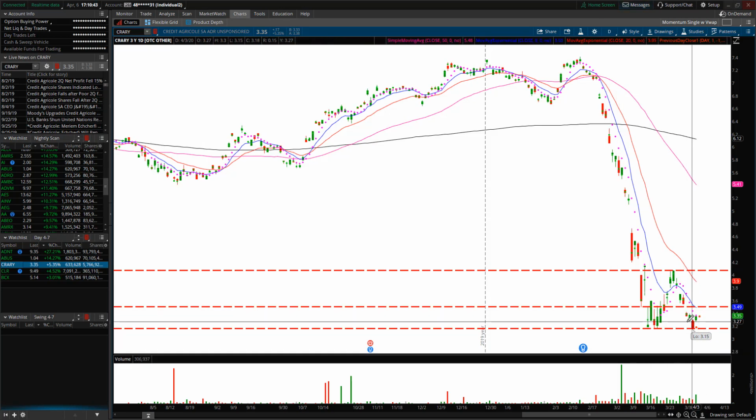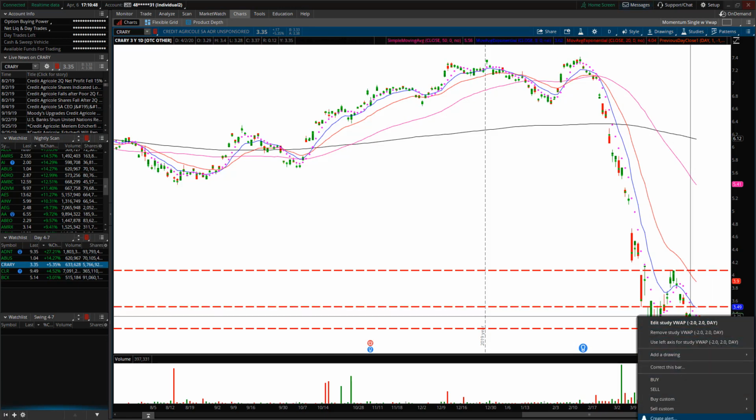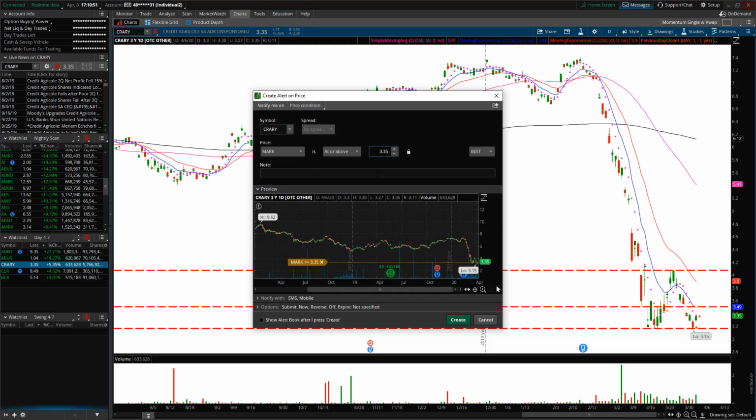All right, possible double bottom on the daily. Let's see. Possible double bottom on daily. Watch for possible move up with resistance between $3.50 to $4-ish.